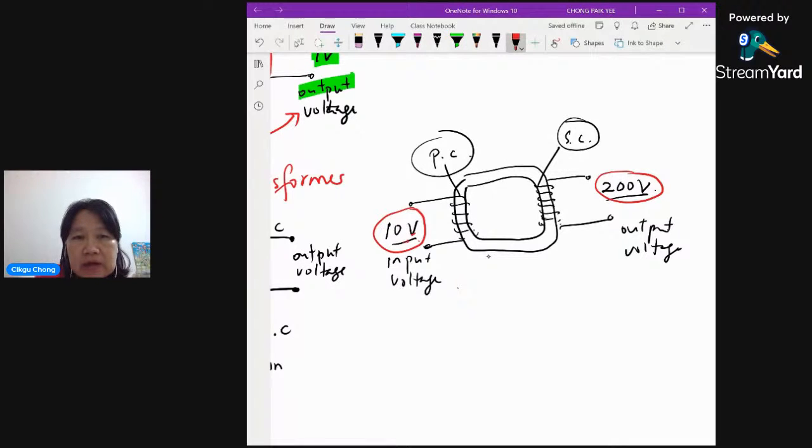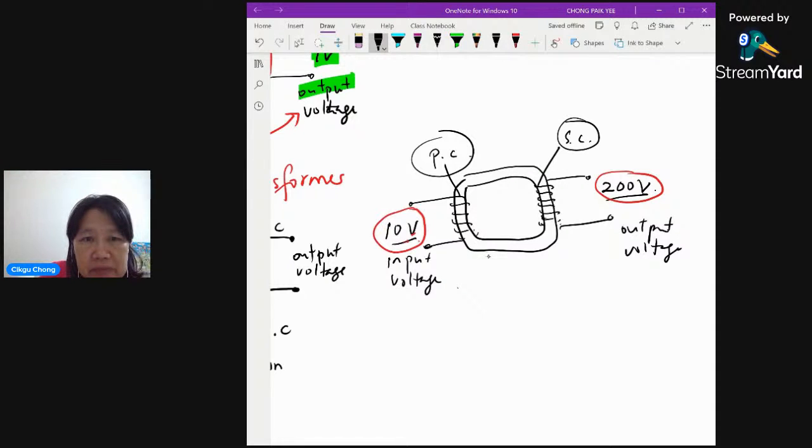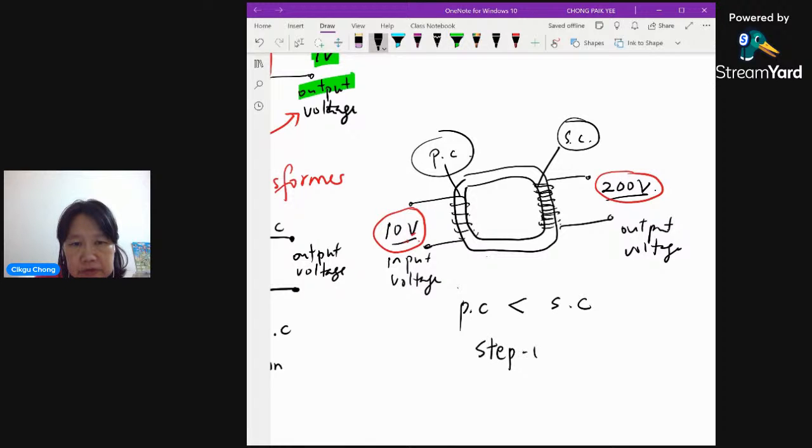This is a step-up. But in terms of the number of coils, you will see properly, for a step-up transformer, here at the primary coil, you will have less. But on the secondary coil, I need to draw more. The wires here, the coiling is more. So here, PC, primary coil, is less than secondary coil. This will be a step-up transformer.